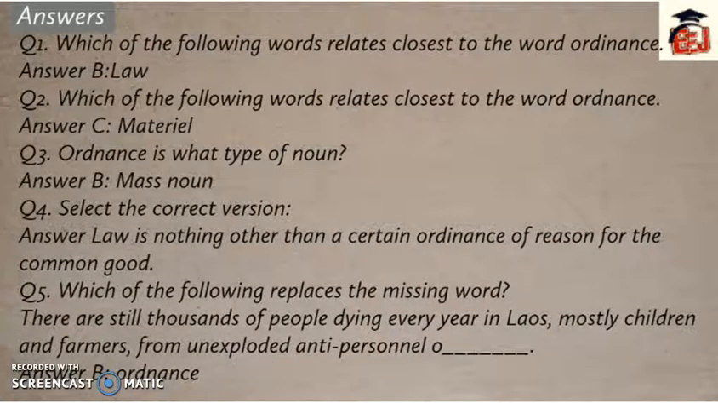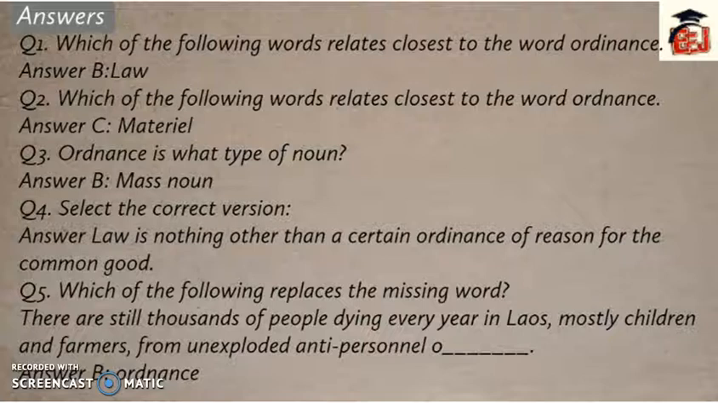Which of the following words is related closest to the word ordinance? The answer is B, that means law. Ordinance means government order or law. Which of the following words relates closest to the word ordnance? That means a material or gun, you can say. Ordnance is what type of noun? Ordnance is a mass noun because it talks about the whole category of arms and armaments.